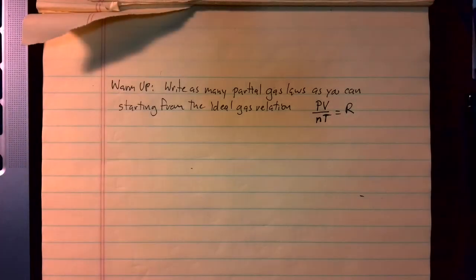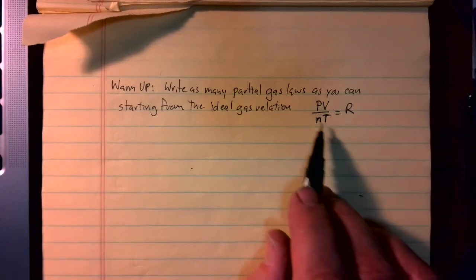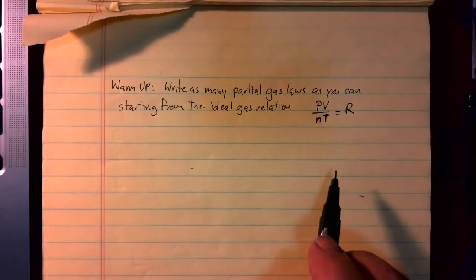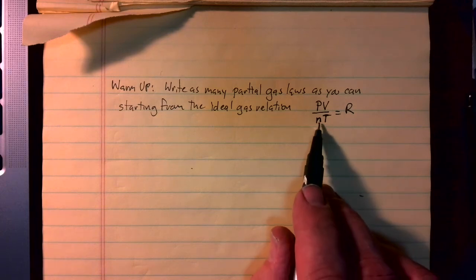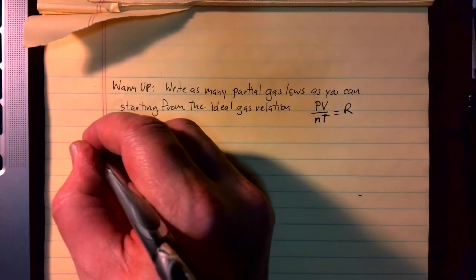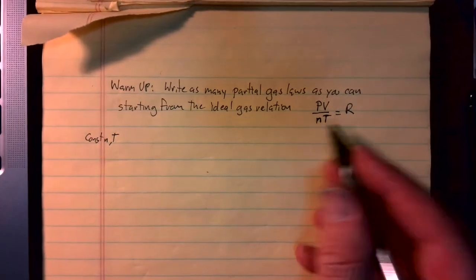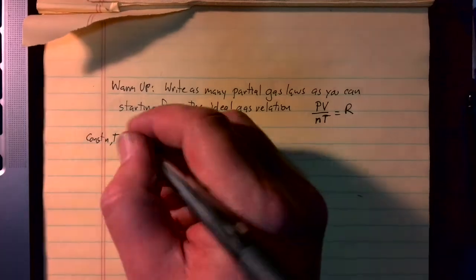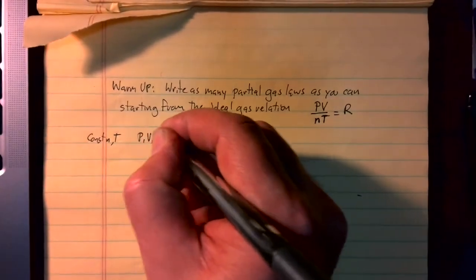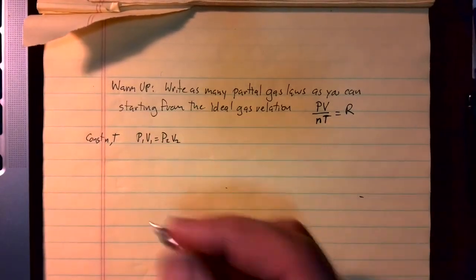Okay, our warm-up yesterday was this: to write as many partial gas laws as you can, starting from the ideal gas relation. Gave you time to puzzle. A lot of you guys remembered some of the partial gas laws, and you remembered that you can find all of them in this ratio, right? So, for example, if n and T were constant, then we could ignore them. They would become part of our gas constant, and we can simply say P1 V1 equals P2 V2. In other words, Boyle's law.